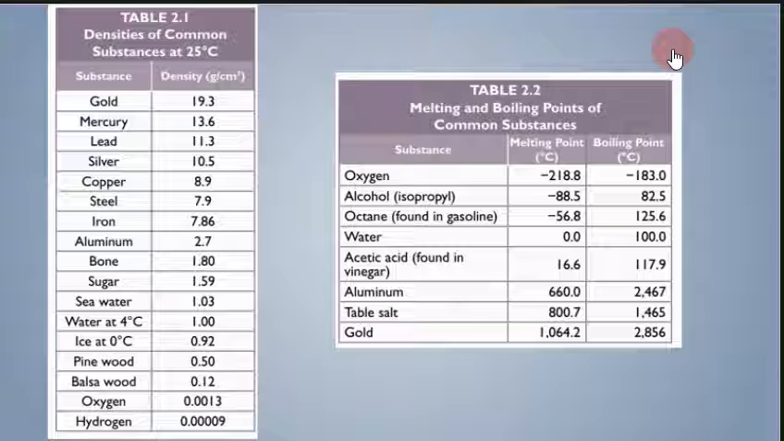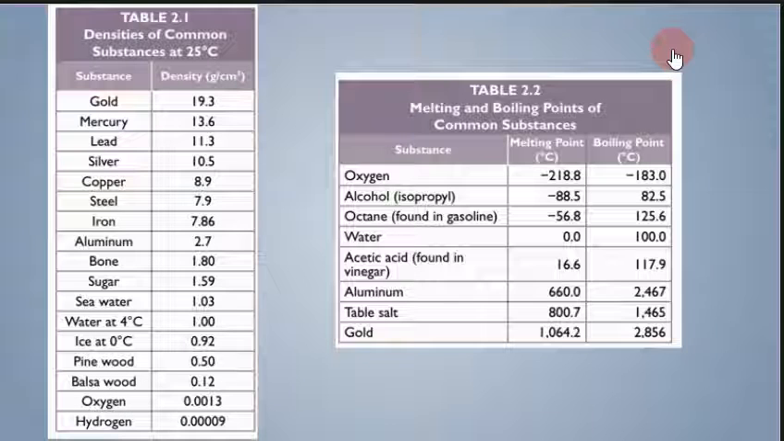Look what's really lightweight. Oh wow, look at this one, 0.00009, hydrogen. Hydrogen's the lightest element we know. If we made a balloon out of hydrogen, it would float too. All right, except it would explode if it had a spark near it. So that's why we don't use hydrogen balloons. We use helium, they don't explode.